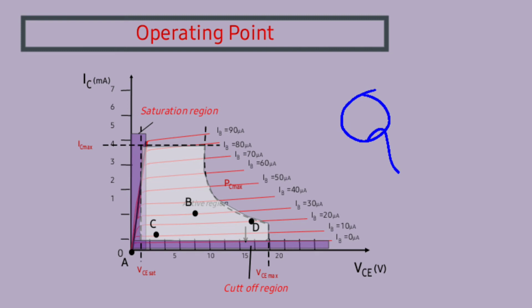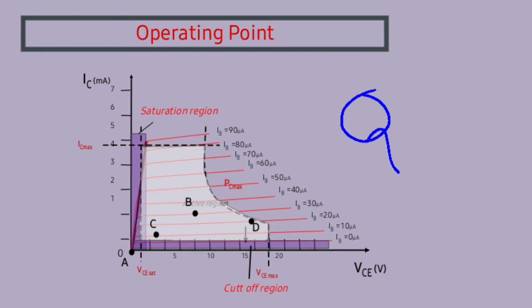In this figure, we can see the general output device characteristic with 4 operating points indicated, that is A, B, C and D. The biasing circuit can be designed to set the device operation at any of these points or others within the active region.